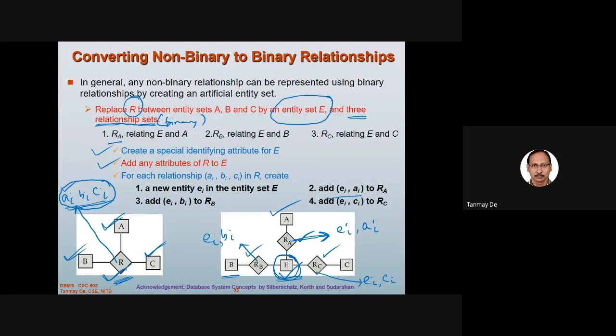So this is the general rule. If you follow this, then whatever information is reflected by the ternary relationship set can also be reflected by this binary relationship set. You can check the previous example, whatever I have discussed just before this slide.